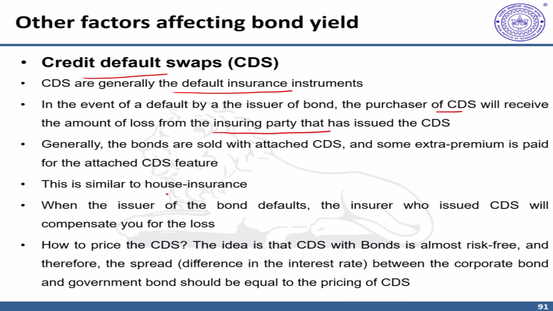That means investors have to pay a certain extra amount for this feature. It's something similar to a typical insurance product. So when the issuer of the bond defaults, the insurer who has issued the CDS on the bond will have to compensate the investor for the loss. So how to price this CDS? The idea is that with the CDS attached, the bond becomes almost risk free. So the price of CDS should reflect the difference between a similar risk profile private corporate bond and a government bond, with the only difference between them being the default risk.